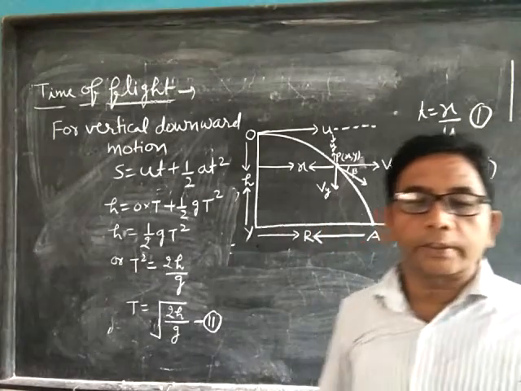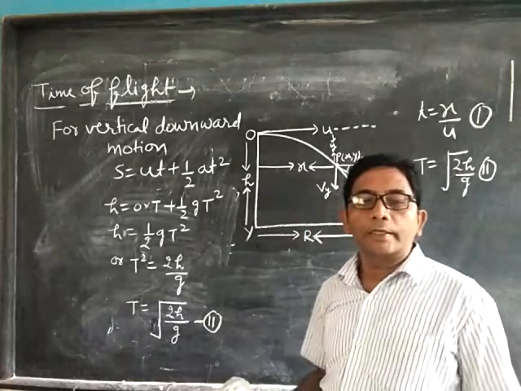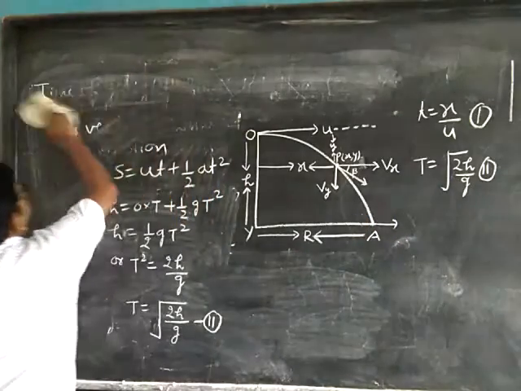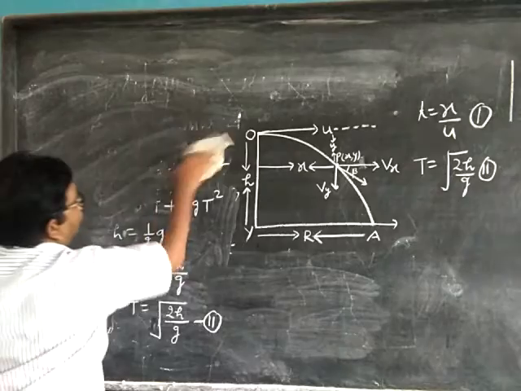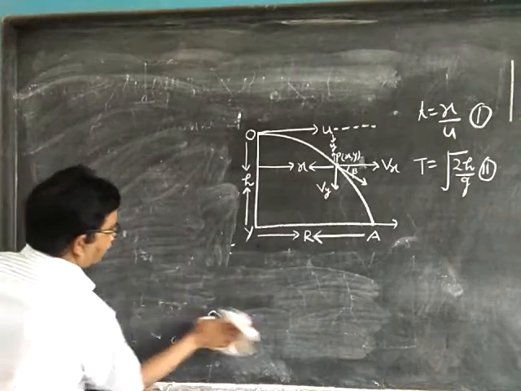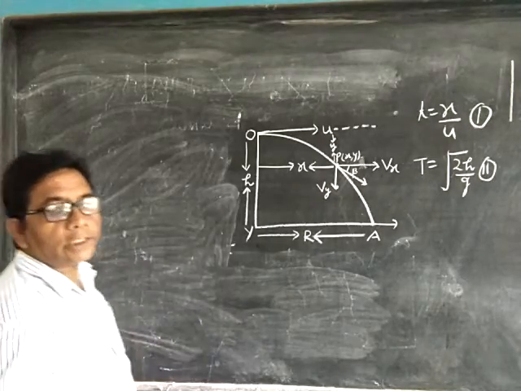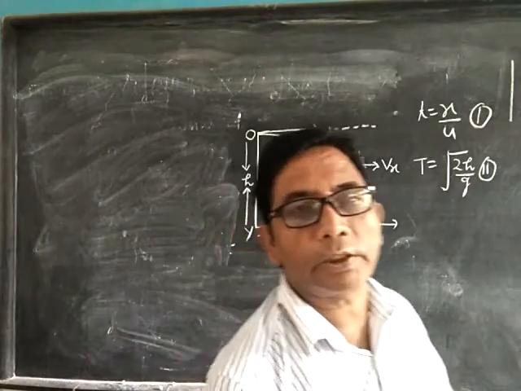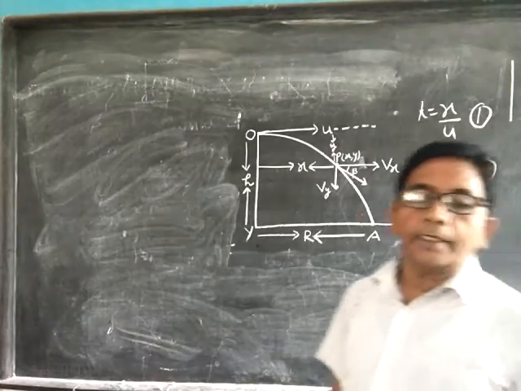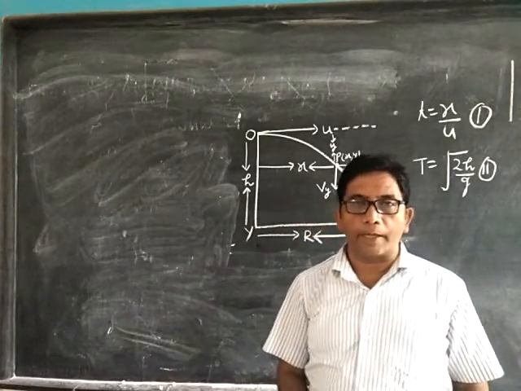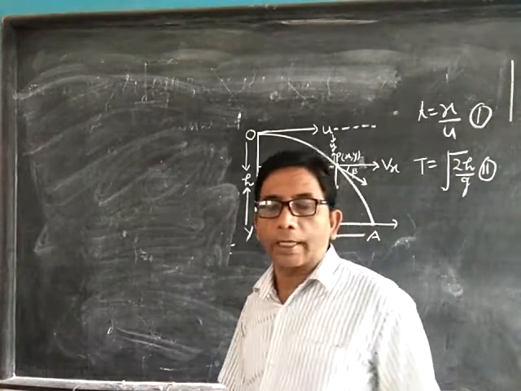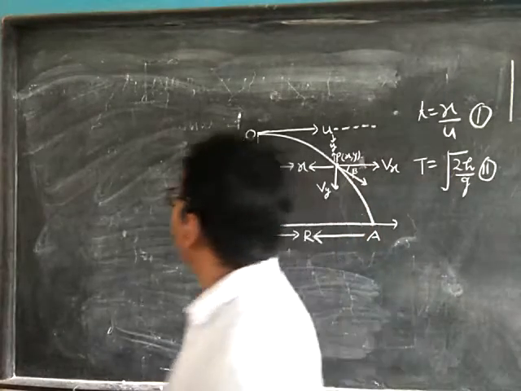Now we will discuss horizontal range. What is horizontal range? It is the horizontal distance traveled by the projectile during the time of flight.